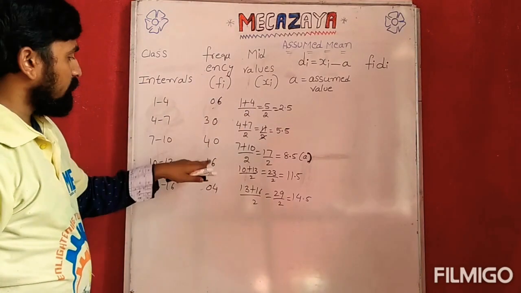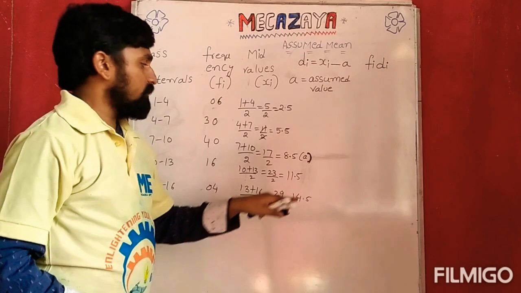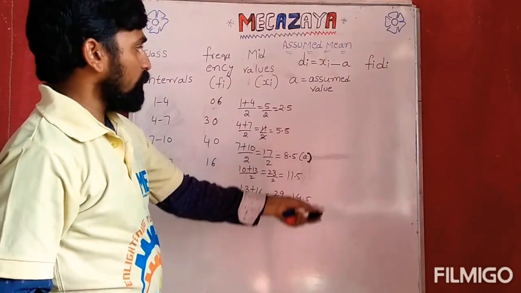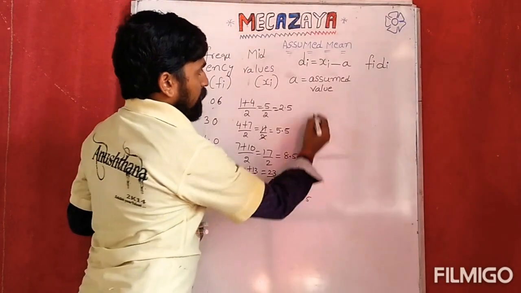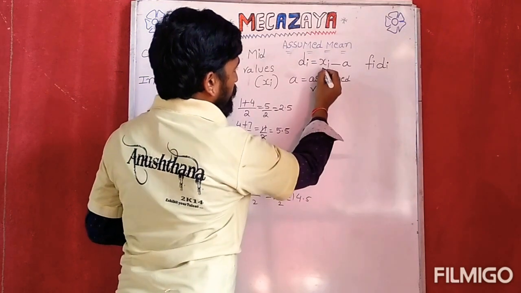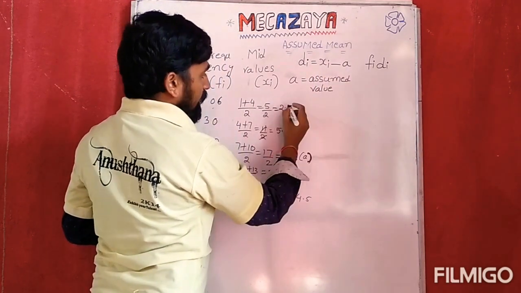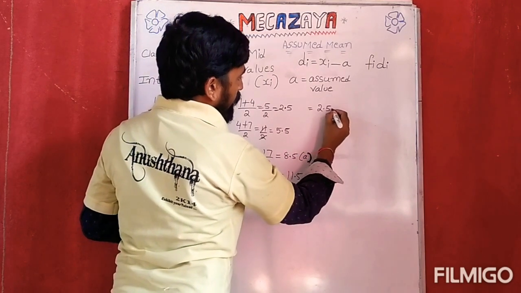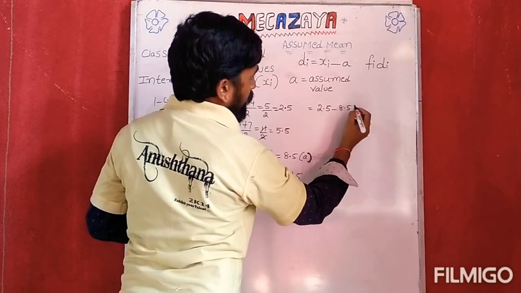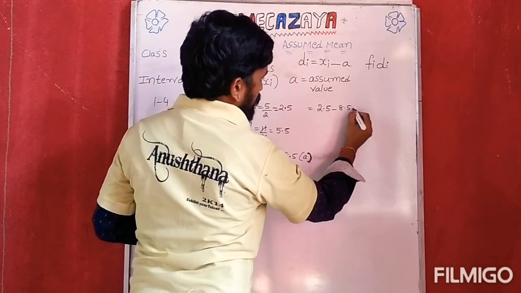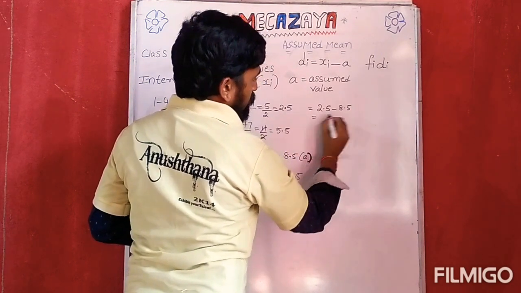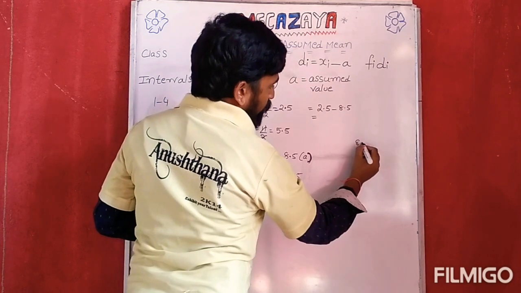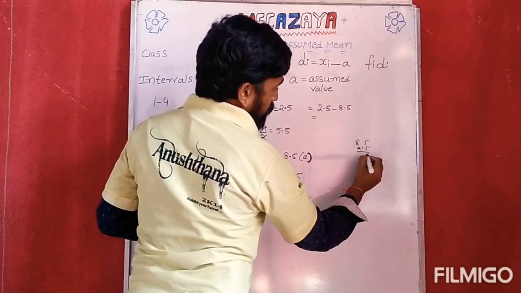You can choose anything else in this. So the middle will be very easy: 8.5. You can notice here di. What is the di formula? It will be xi minus a. Here it comes under xi, so 2.5 minus 8.5. So what are you going to get? The answer will be 8.5 minus 2.5, which is 6.